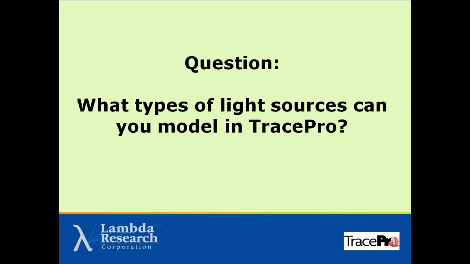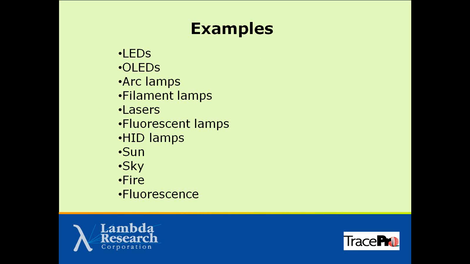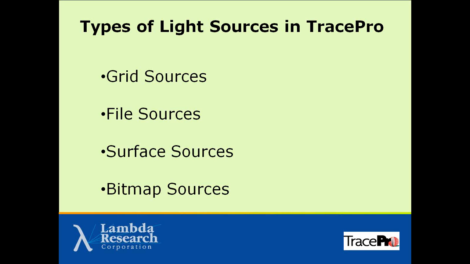So the question is, what types of sources can you model in TracePro? The answer is pretty much anything. Some examples: LEDs, OLEDs, arc lamps, filament lamps, lasers, fluorescent lamps, the sun, the sky, fluorescence. Really almost anything that emits light you could model in TracePro in one way or another. There are 4 basic types of sources in TracePro, and we'll cover these one by one as we go along. First is a grid source, then file sources, surface sources, and bitmap sources.